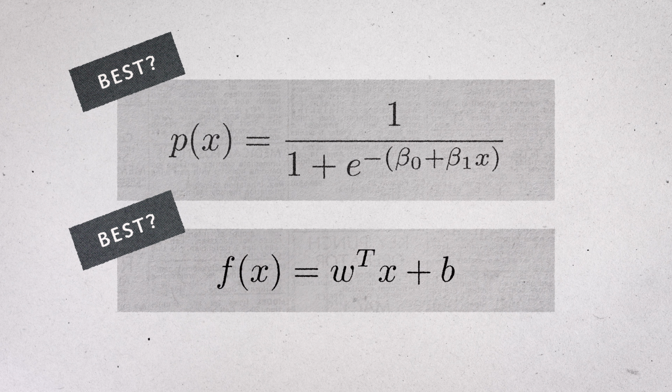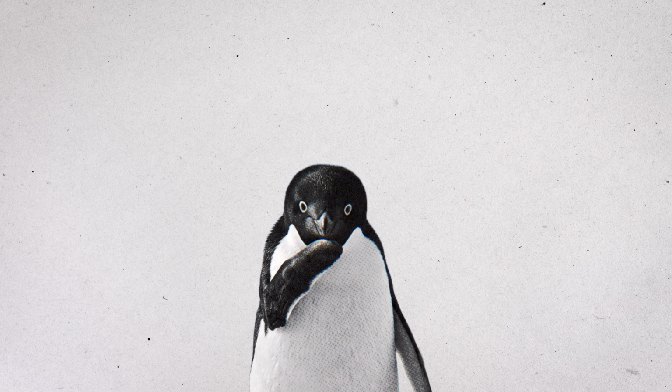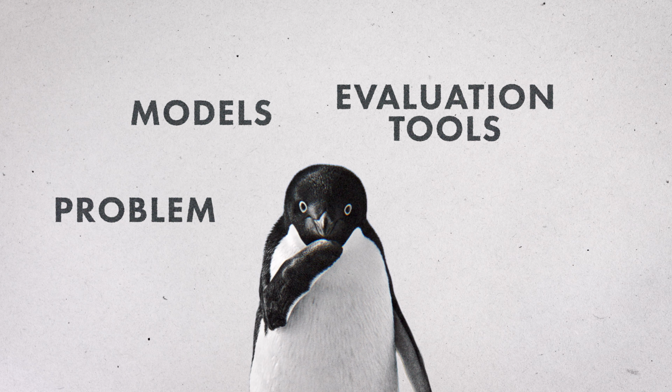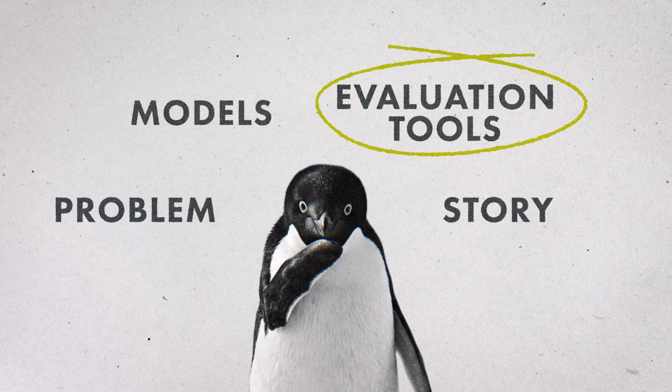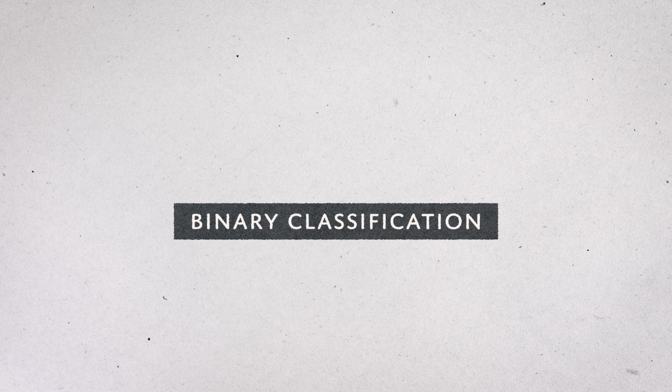It's very rare for a model to beat all other models across all performance metrics, so the answer is usually not obvious. This is where it becomes important to understand the problem, the models, and the evaluation tools well enough to bring them together into a coherent story that leads to a good decision. Now, there are many problems, models, and evaluation metrics out there, so let's start simple and focus on a popular metric for evaluating binary classification models, the ROC curve.